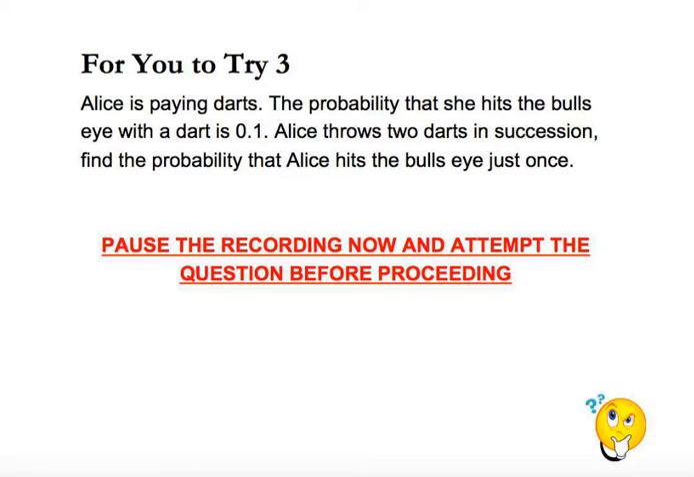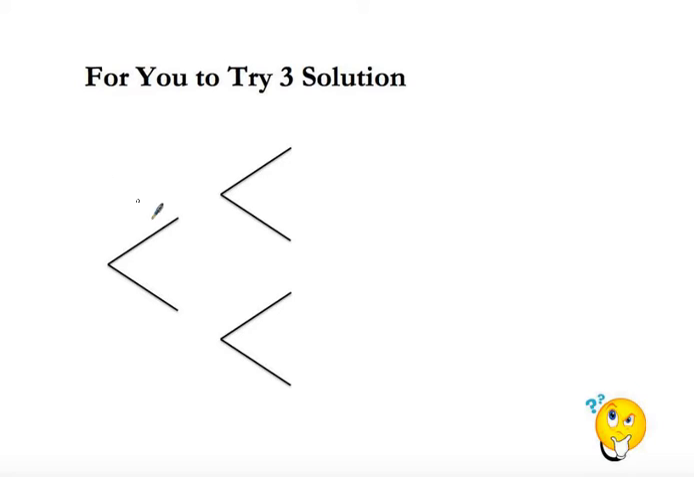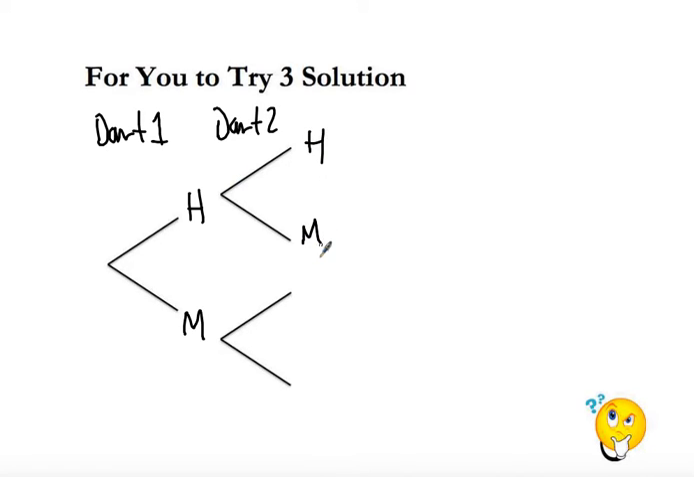Okay, so let's have a look at the answer then. Probability of hitting a bullseye, so we're going to have H and M for hit and miss. We're going to have dart 1 as our first tier. We're going to have dart 2 as our second tier. These are also going to be hit or miss.